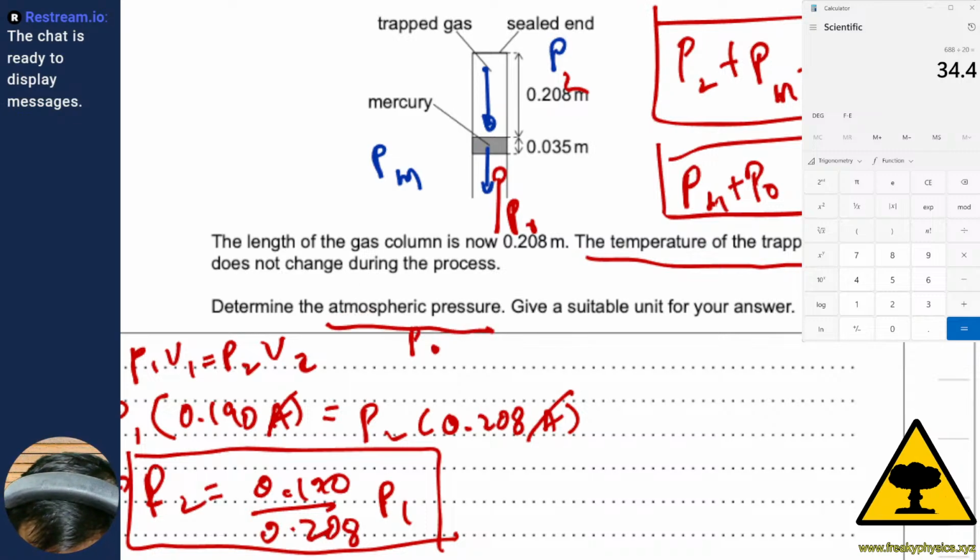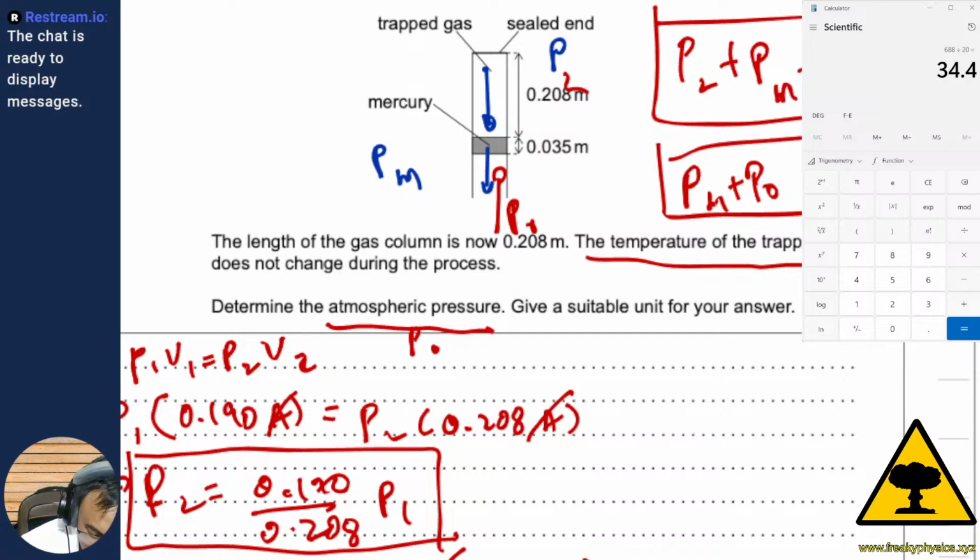Now what are we gonna do? P2 will be equal to P0 minus PM, right? So it's P0 minus PM in this case. It's gonna be 0.190 over 0.208, our P1 is PM plus P0. Then from here we can do the math pretty easily. We just put this in and solve for P0.